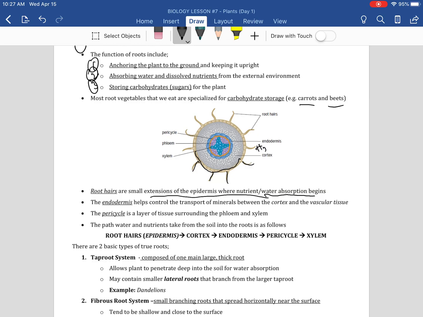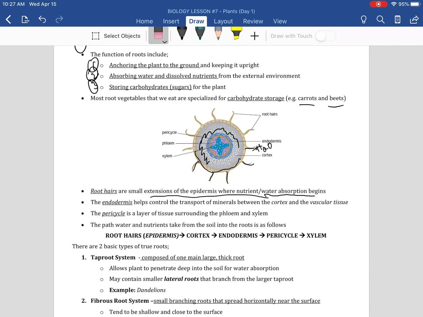So water is found over here. The root hair will grab it and put it into the root itself, the main part of the root, to help with transporting the water to the other organs such as the stem and the leaf. The endodermis, which is that blue part here, helps control the transport of minerals between the cortex, which is that gray stuff here, and the vascular tissue, which is that vascular bundle right in there.